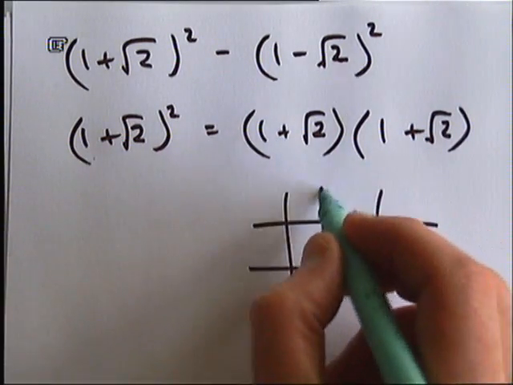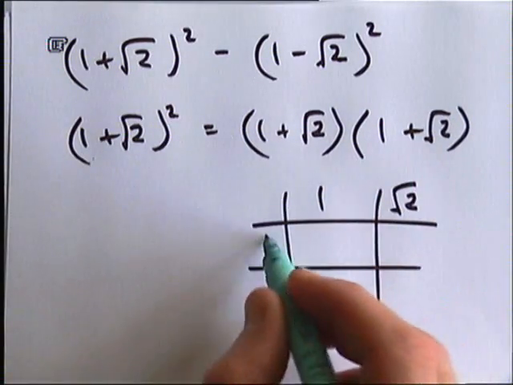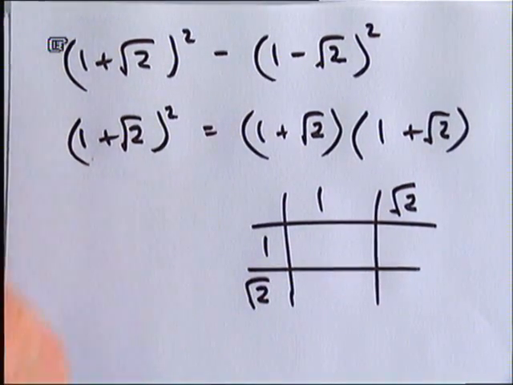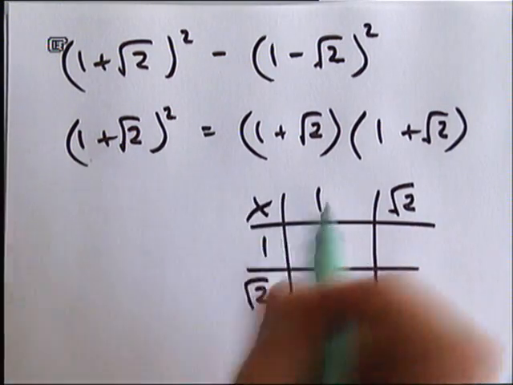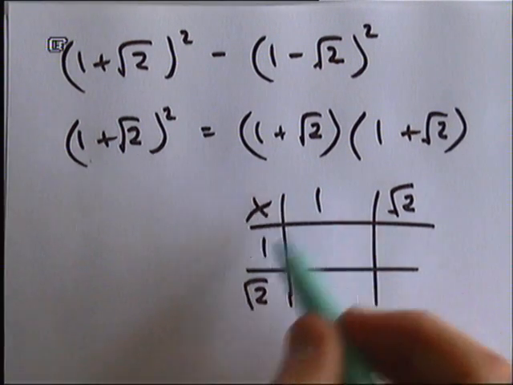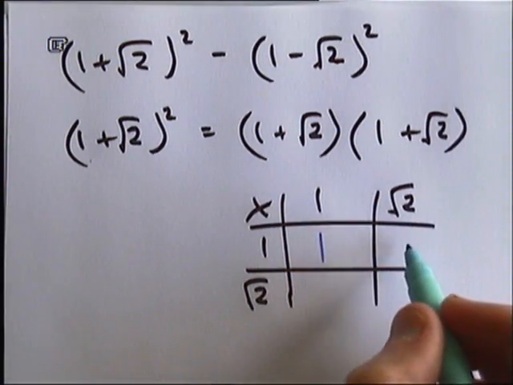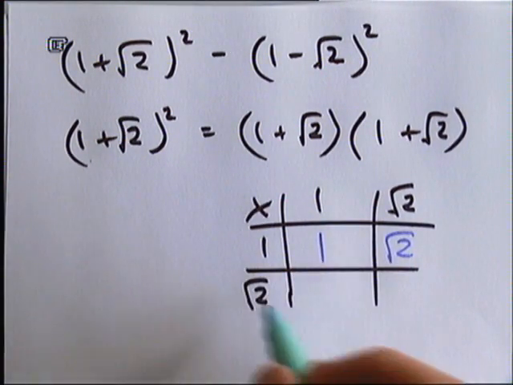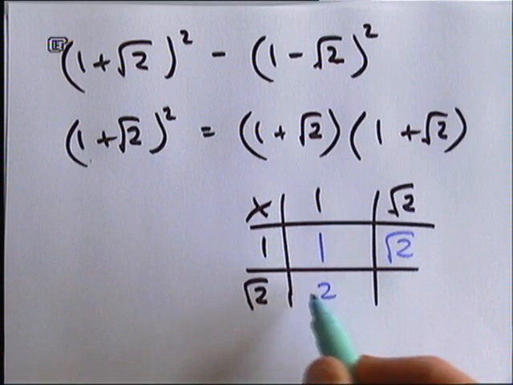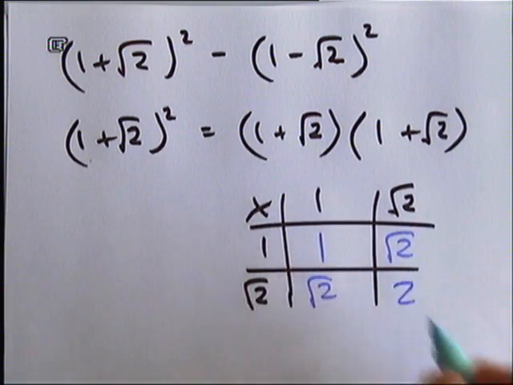In one bracket I've got a 1 and a root 2. In the other bracket I've got a 1 and a root 2. What I'm going to do now is multiply those bits together, and I'll get 4 parts of my answer, and then I'll combine those together. So 1 times by 1 is 1. 1 times by root 2 is root 2. Root 2 times by 1 is root 2. And root 2 by root 2 is 2.